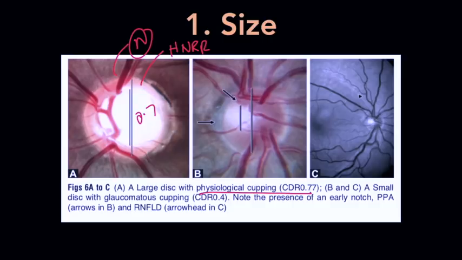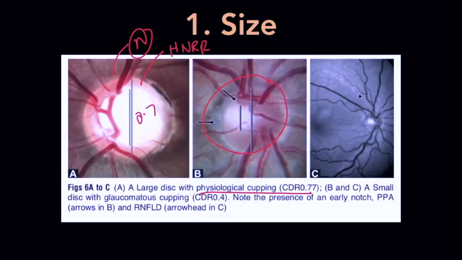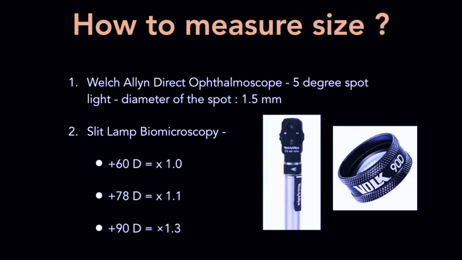But look at this smaller disc. In this smaller disc, you can see the presence of an early notch here, a notching at this area. We'll discuss what a notch is later. But just know that in this small disc, there is glaucomatous damage, and you can also see a corresponding retinal nerve fiber layer defect as well. We will discuss this also later. Just know that a small disc means you can easily miss a glaucomatous damage, so be careful with that. Another question frequently asked is, how will we measure the size of the optic disc?